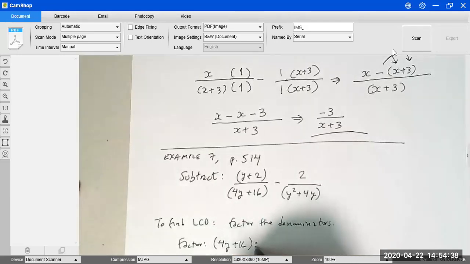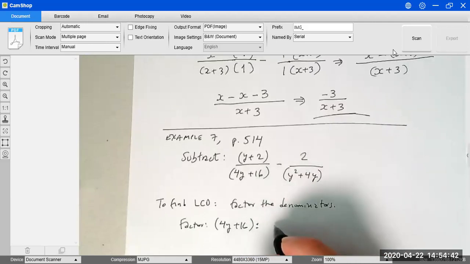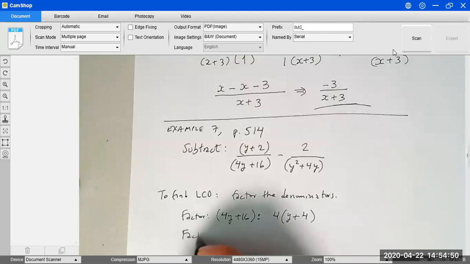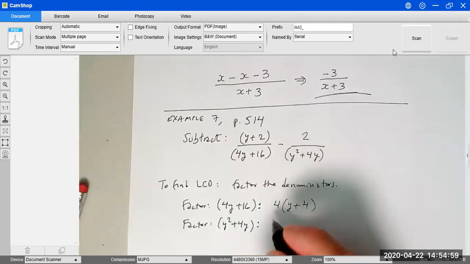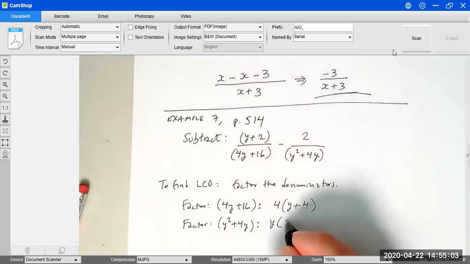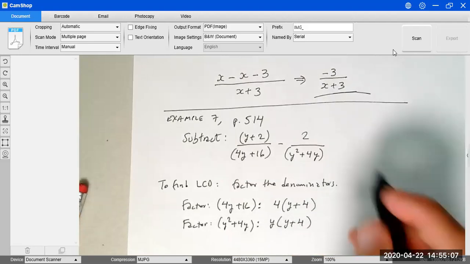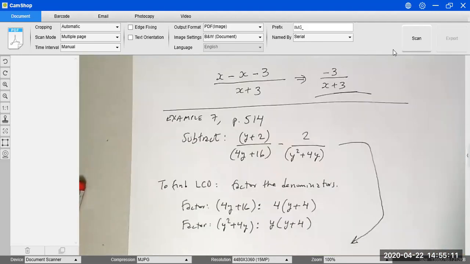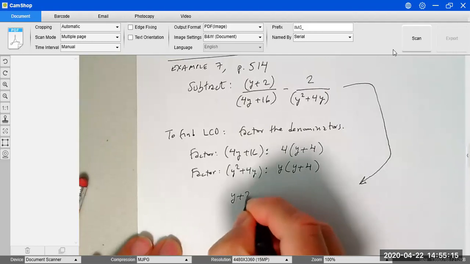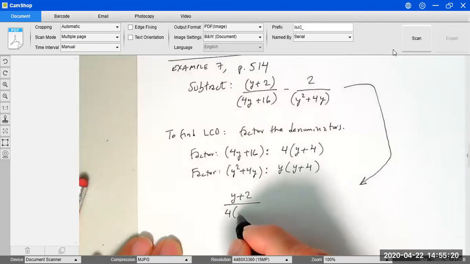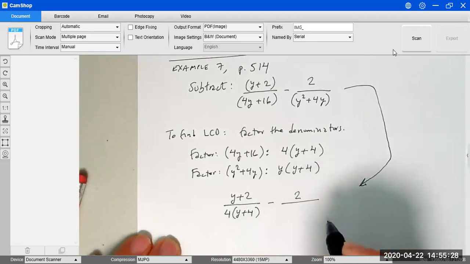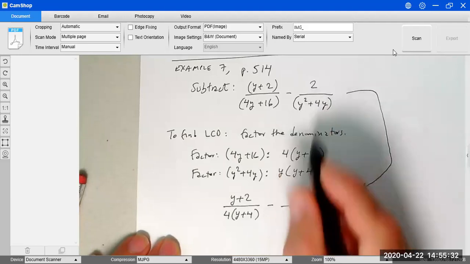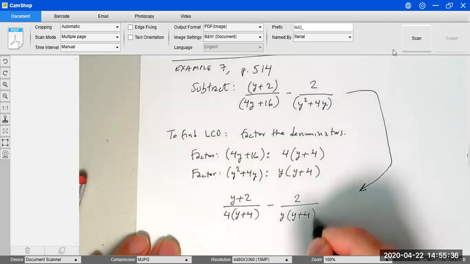So I'm going to factor 4y plus 16. You can see here that the greatest common factor is 4, multiplying y plus 4. The other one, we're going to factor y squared plus 4y. So you're going to get y that multiplies y plus 4. So I'm going to rewrite this by using those factors. I'm going to get y plus 2 over 4 that multiplies y plus 4, then I have a negative sign here for the second rational expression, and this denominator can be written now as y times y plus 4.